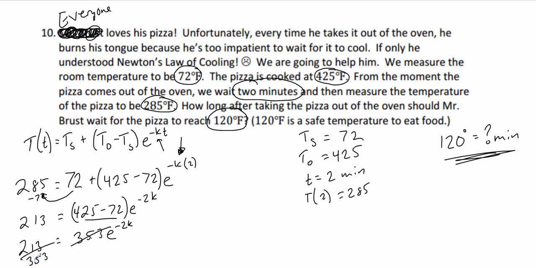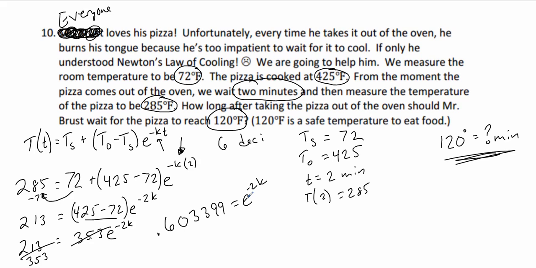And then 213 divided by 353 is 0.603399. I'm going to go 6 decimal places here. The reason why is I want to get a closer answer. If you only round to 3 places, then you're going to get not as exact. So I just want to make it a little more exact. And that equals e to the negative 2k. So now I have an e on the right side and a number on the left. This is the base e.